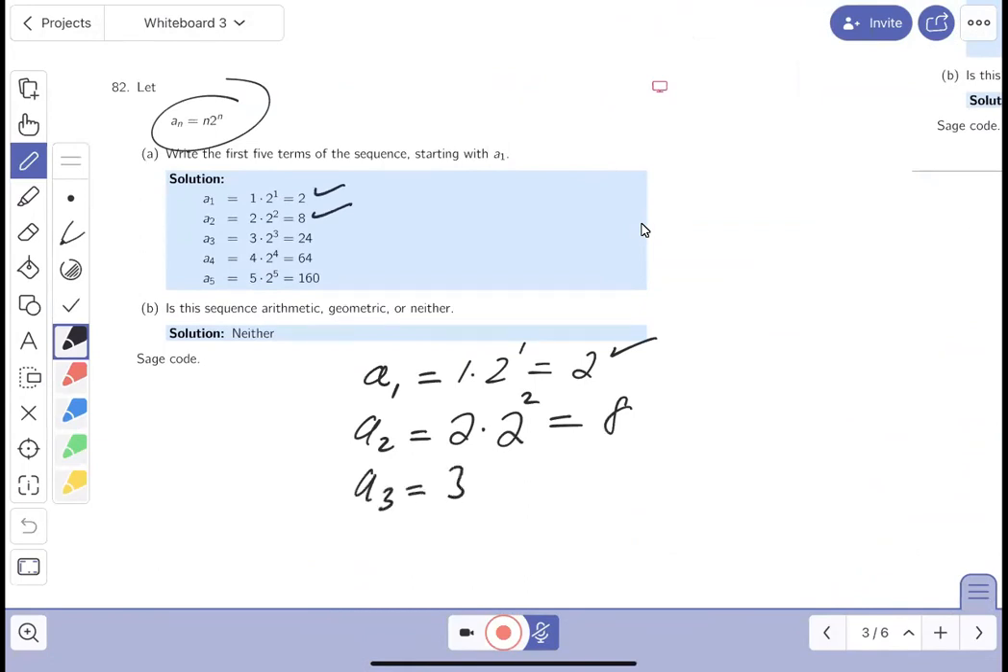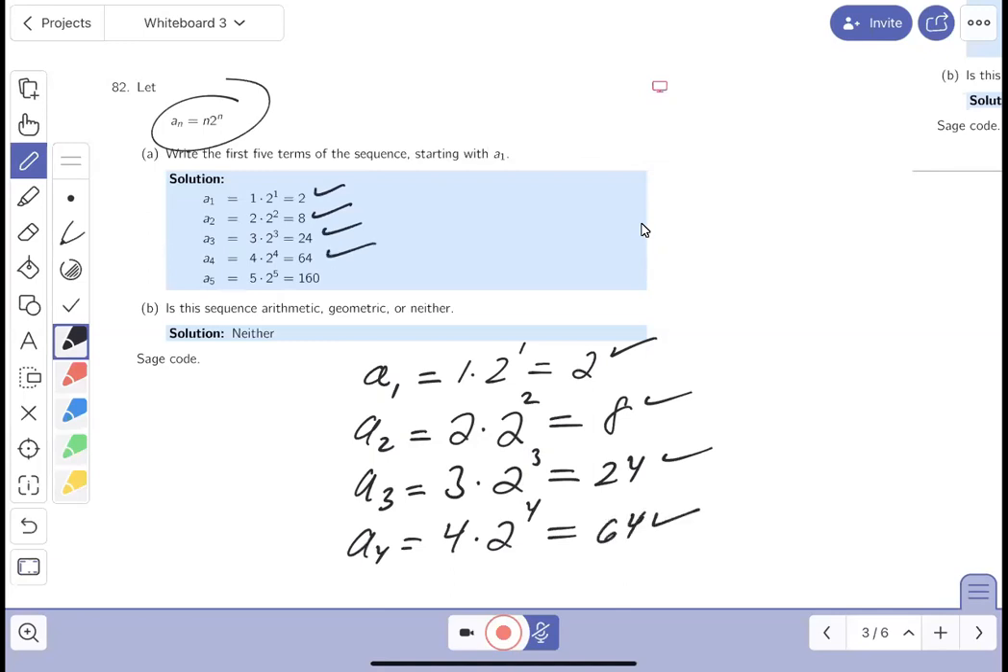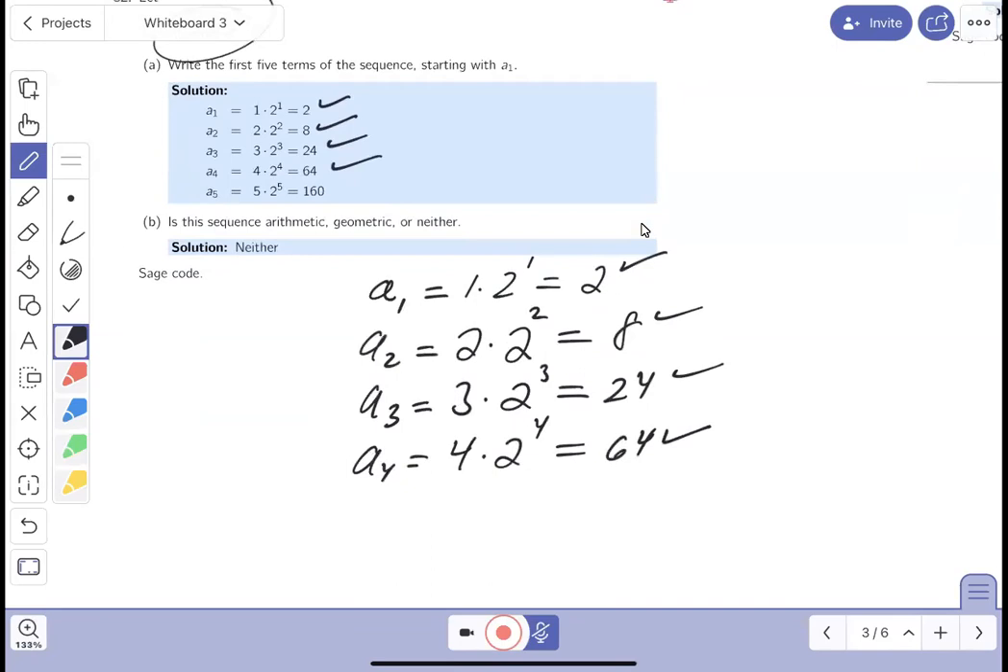That's going to be 3 times 2 cubed. Well, it's going to be 8 times 3, which is 24. Let's put down A4. That's going to be 4 times 2 to the 4th power. They're getting more difficult. 2 to the 4th: 2 times 2 is 4, 8, 16. 16 times 4 is 64. All right, let's put down A5. What's N? N is 5, and 2 to the 5th power is 32. 5 times 32 is 160.